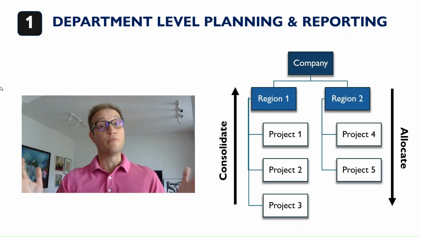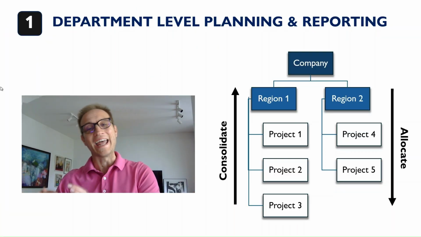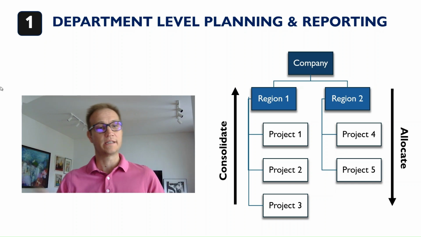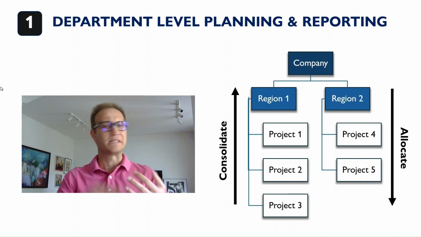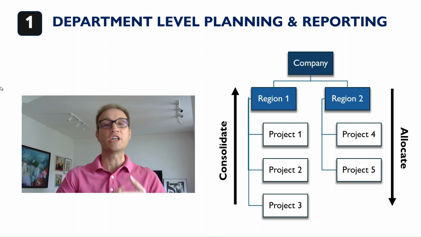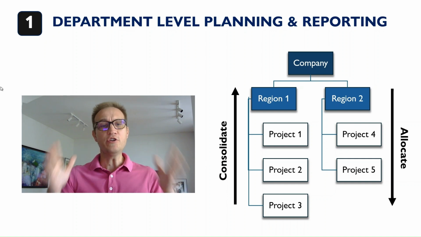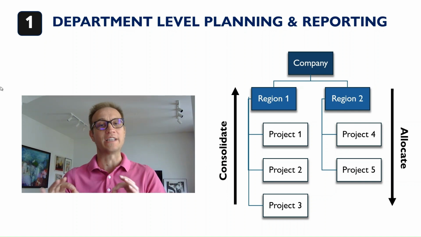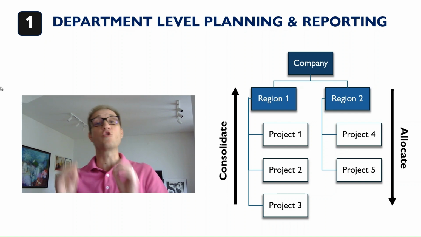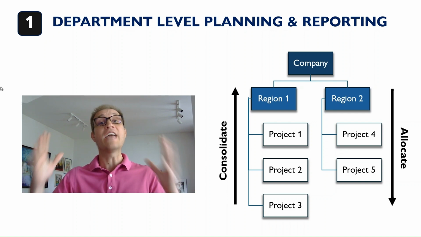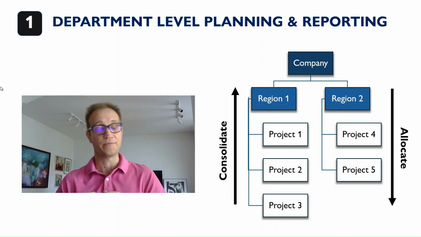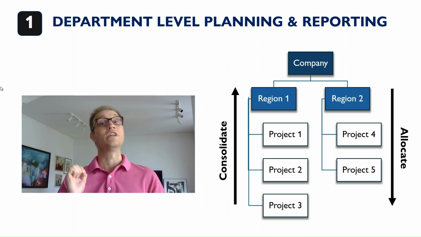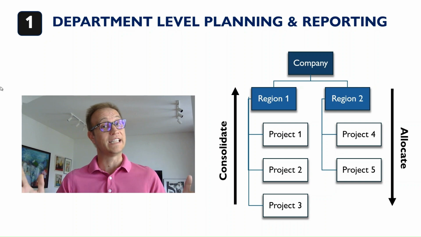Department level planning and reporting means that you can plan and track performance by an organizational unit within your business. Whether these are departments, business units, regions, projects, stores, however your company is structured and managed, you can set clear targets and track performance across your whole organization and on every level within your organization. Now, in order to do this, first you have to define your organizational structure in Modeliks. Let's see how you do this.